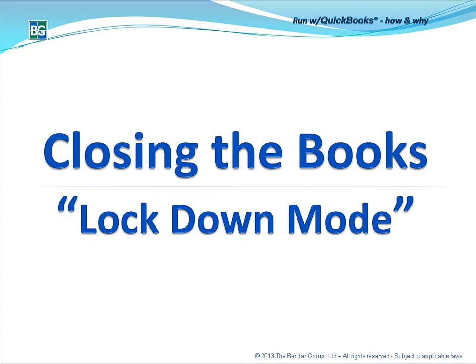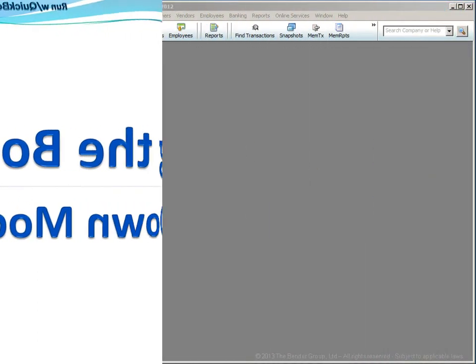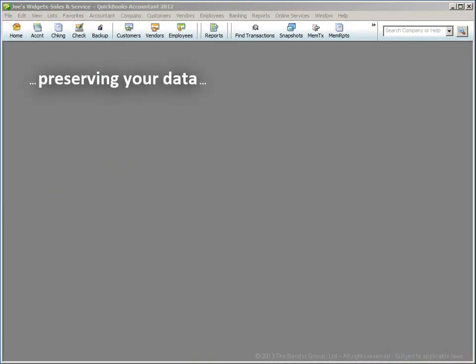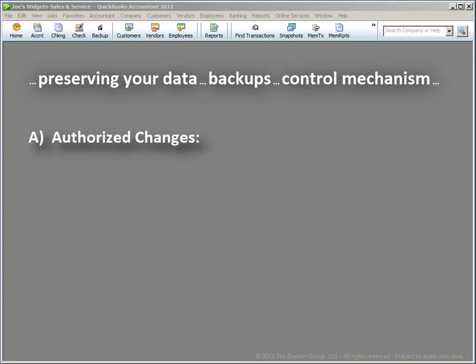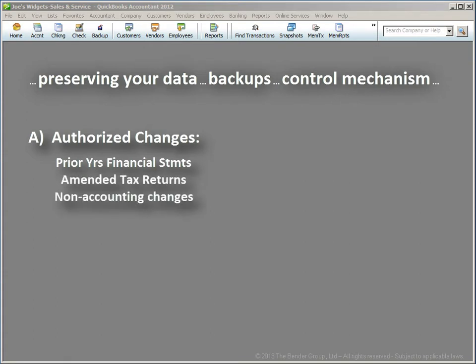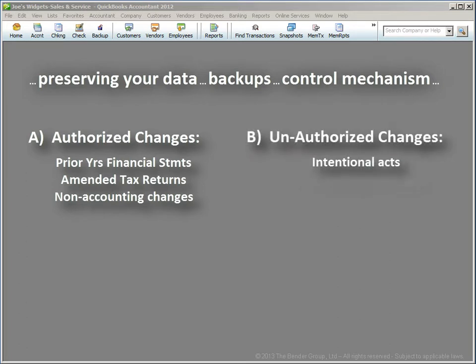Closing the books, or putting them in what we call lockdown mode, is preserving your data, just as important as doing regular backups. This process is a control mechanism for authorized changes, such as changes to or from prior year's financial statements, amended tax returns, or other non-accounting changes, and unauthorized changes, such as intentional acts or unintentional changes.